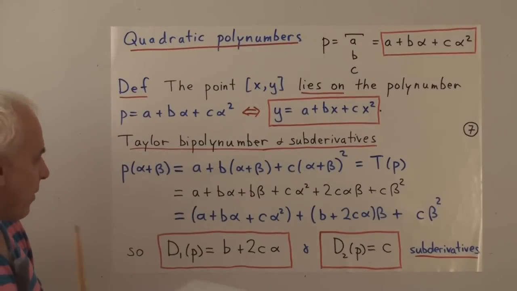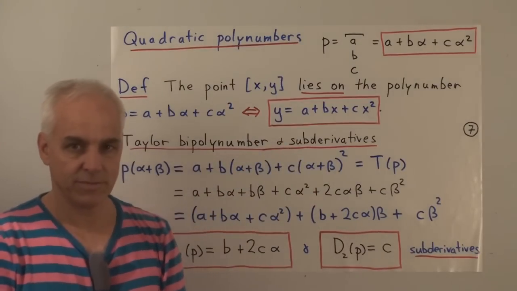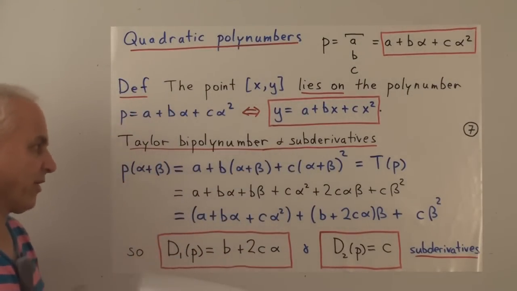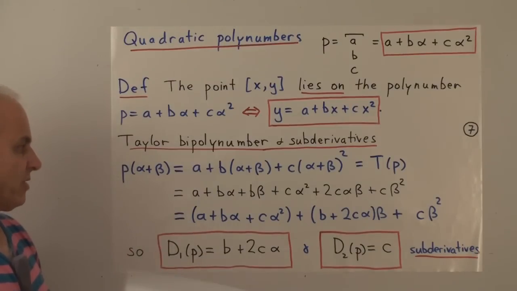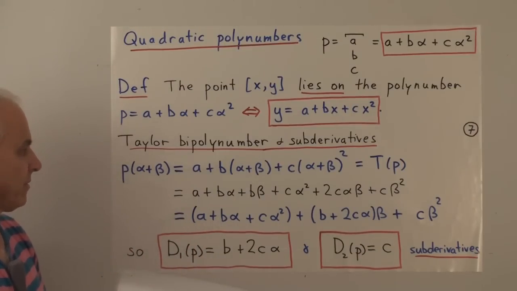All right, so now what did we do when we had a polynumber? Well, we talked about the Taylor bipolynumber and the subderivatives. It's absolutely fundamental kind of thing for calculus. Let's do it here in this quadratic situation, where we can see everything explicitly and it's instructive.